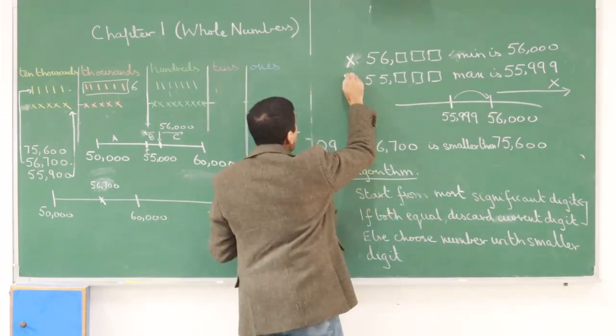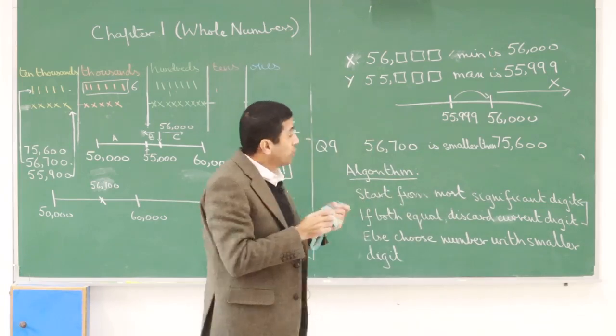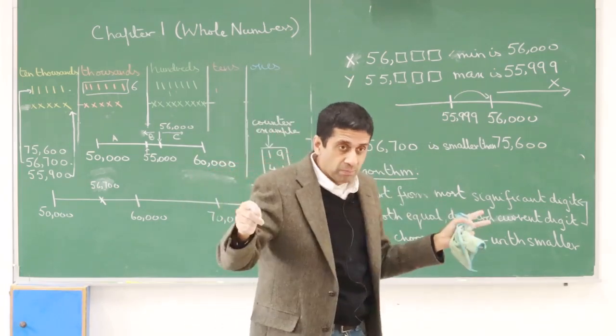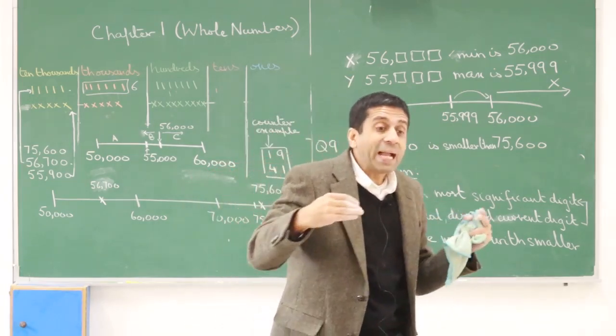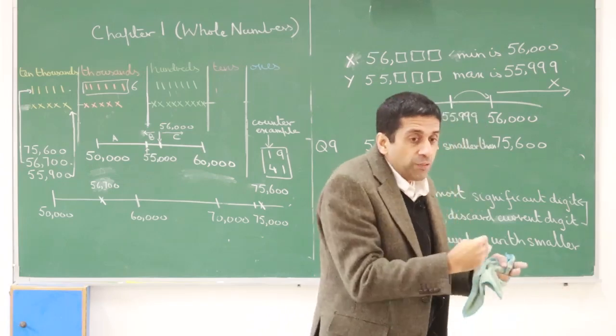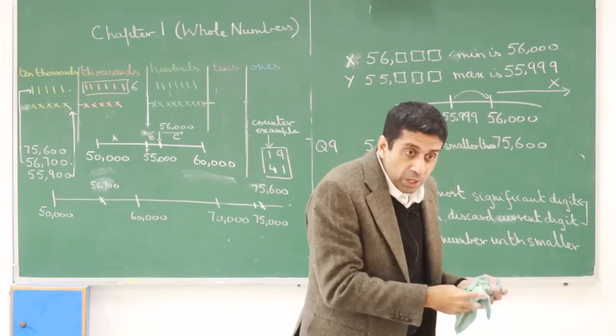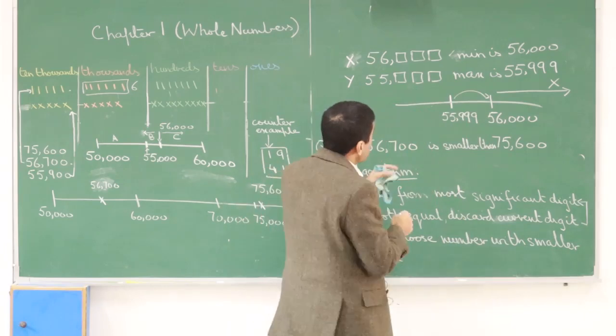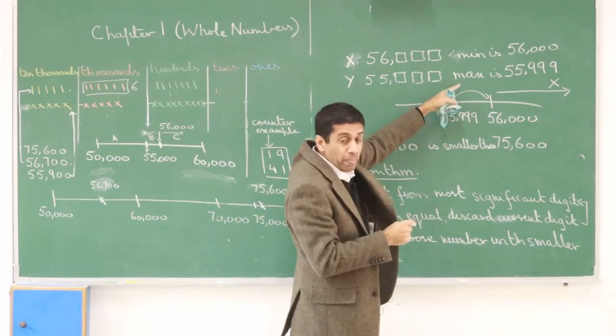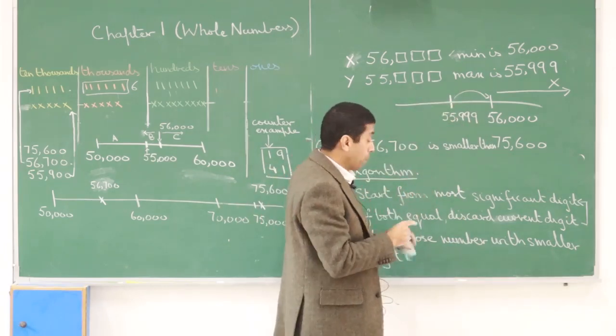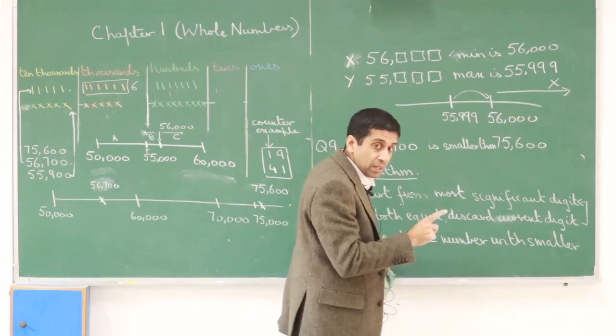Now let's look at Y. Y is 55,000 with some numbers that I don't know, but the maximum that it can be is 55,999. So the minimum would be behind. No, this is not the minimum. This is the maximum. The maximum is going to be behind.